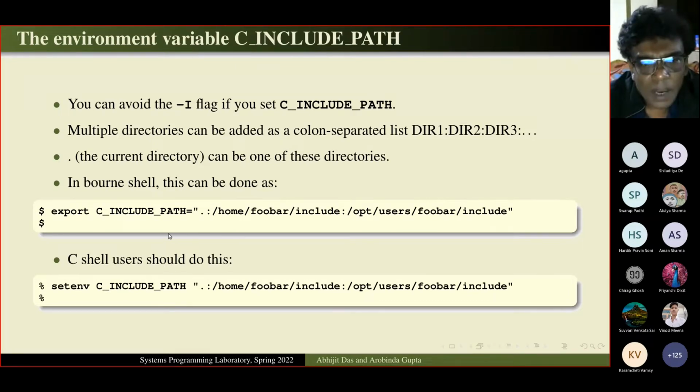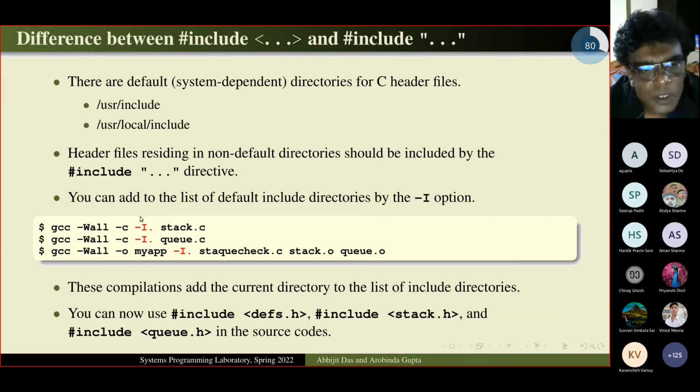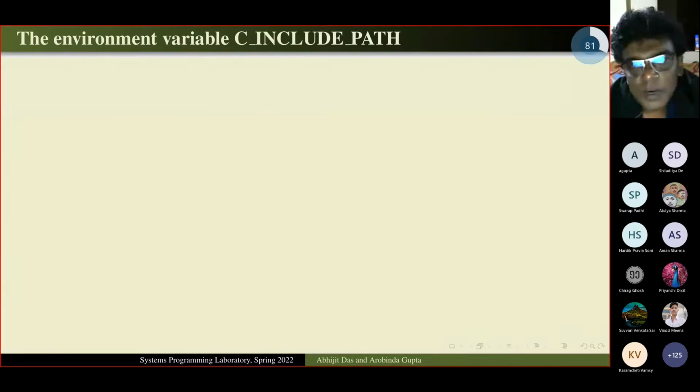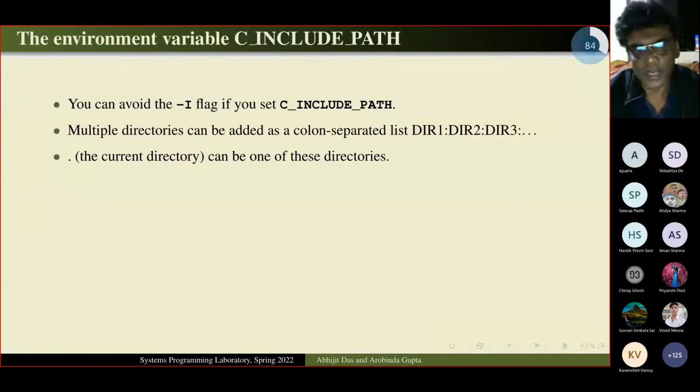Now the point is that if you do this, then you do not require these -I flags, -I options, because whatever is called the C_INCLUDE_PATH, it also now contains these other directories. You do not need it. But if you reopen the shell, then these definitions are lost. You have to do it again.